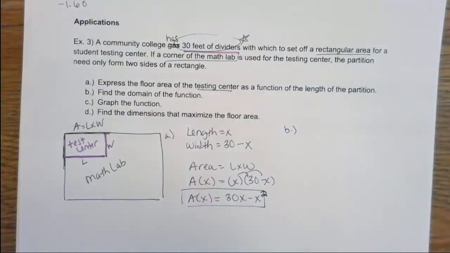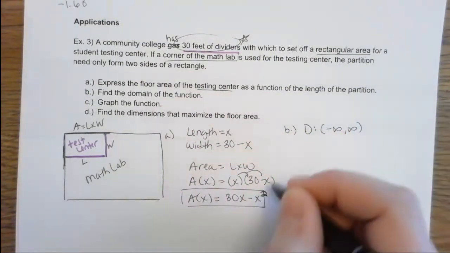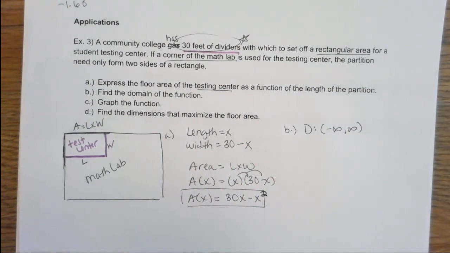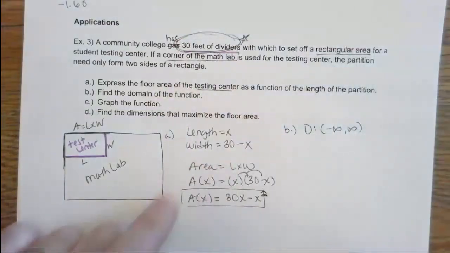Now that would typically be true, except for the fact that I do have restrictions here because it's a real world problem, right? So again, our initial thinking is like, oh, well, the domain is everything because, again, there's no division by 0, there's no issues. But that's actually not true here because I do have restrictions. They're just sort of hidden. And the restriction is that I only have 30 feet of dividers.